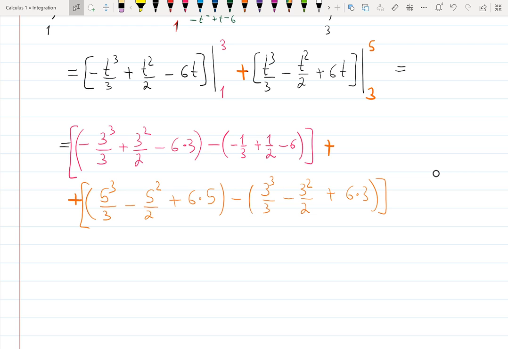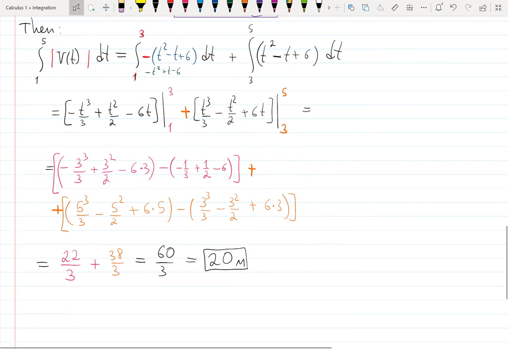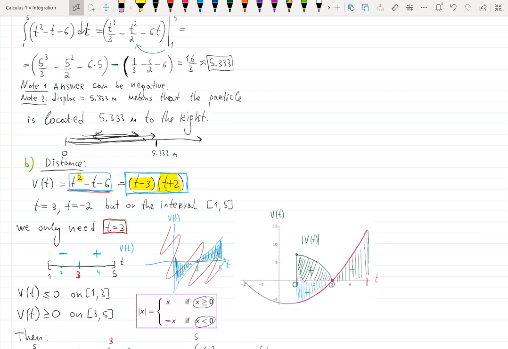Now grab your calculator and add those areas. The pink piece I calculated is 22 over 3. The orange piece, plus orange, is 38 over 3. The final result is 60 over 3, which is 20 meters. Let's compare with the previous result. The previous result was some kind of fraction, 16 over 3. 16 over 3, here it is, and that's 5.333.